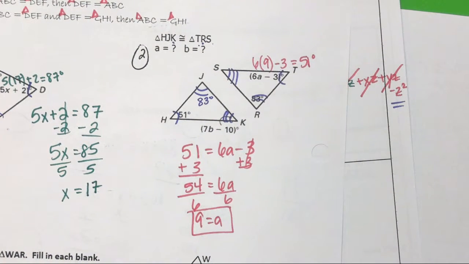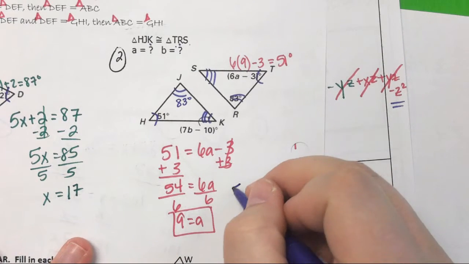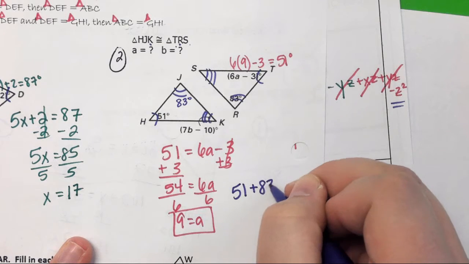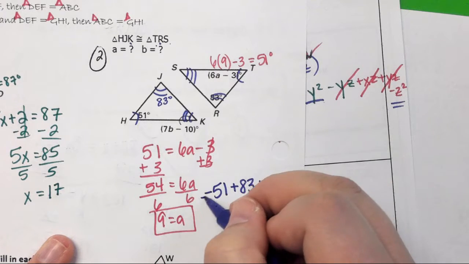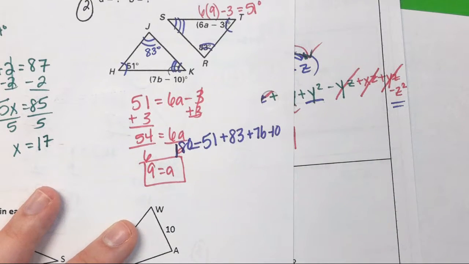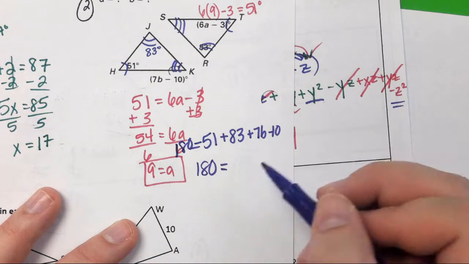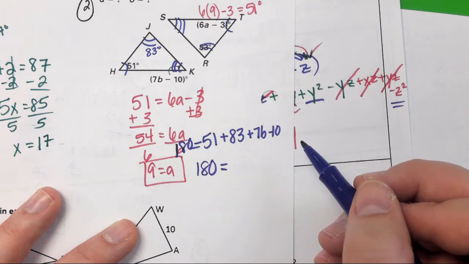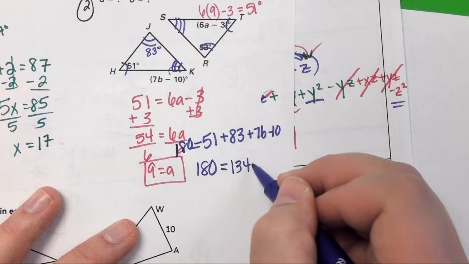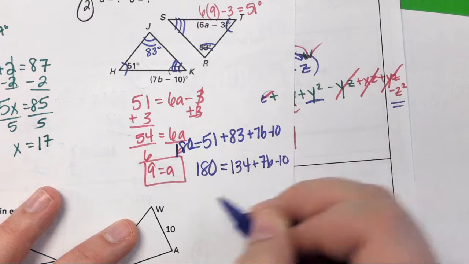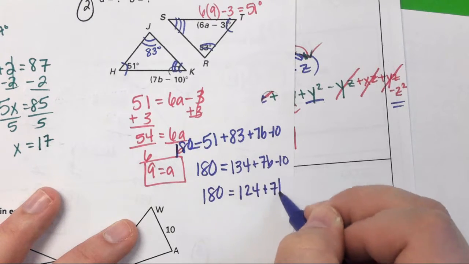I'm not going to say 7B minus 10 equals 0 because that's wrong. I'm instead going to add them all up and set them equal to 180. So 51 plus 83 plus 7B minus 10 equals 180. And Miss Compton's out of room, so she's writing it to the right. My bad. If I combine my like terms, I get 134 plus 7B minus 10. So 180 equals 124 plus 7B minus 10.